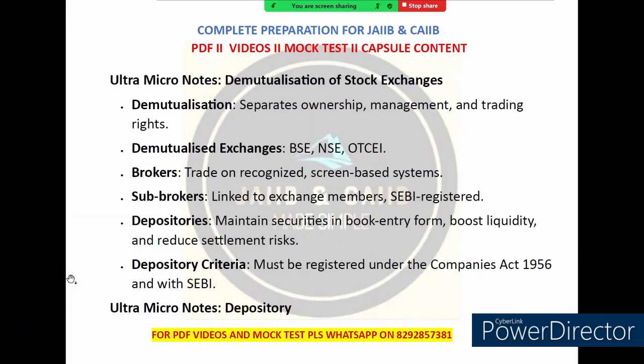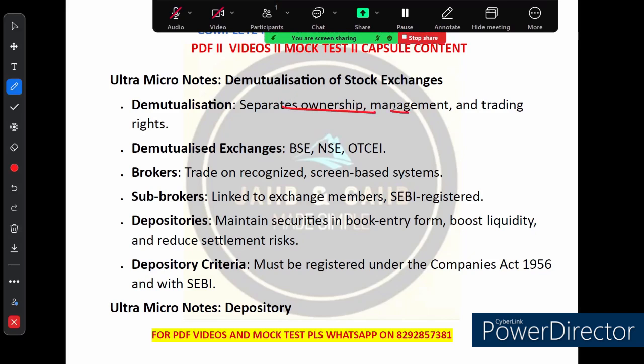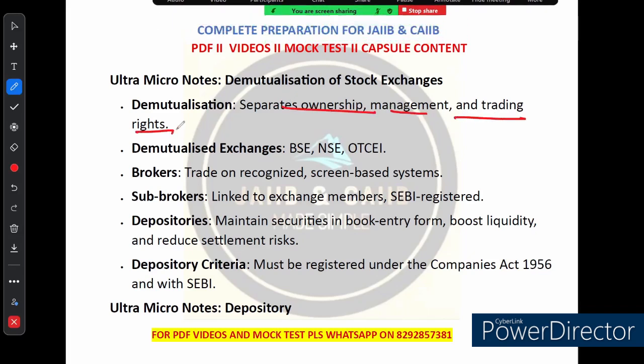Now let's move on to the next slide. Let's talk about the demutualization of stock exchanges. What is this all about? It means stock exchanges are separated into ownership, management and trading rights. Okay, this is called demutualization. For example, exchanges like BSE and NSE have undergone this process.